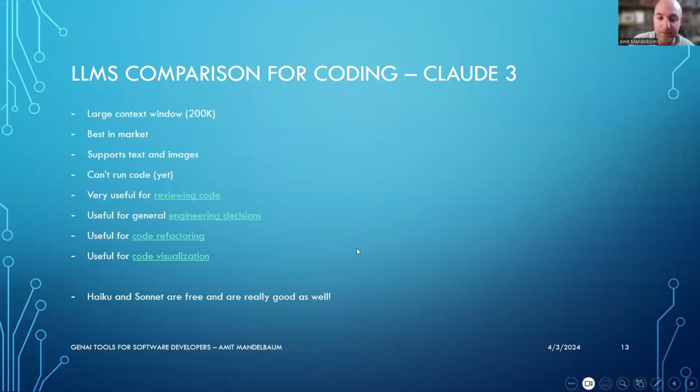Another nice thing about Claude 3 is that it has two free models. The best one, Opus, is not free. It costs around the same price as ChatGPT. But Haiku and Sonnet, which are free models, are pretty good in coding as well. So if you want some free LLM for coding, this is the one that I would use. Okay, so this wraps up the part about the LLMs.